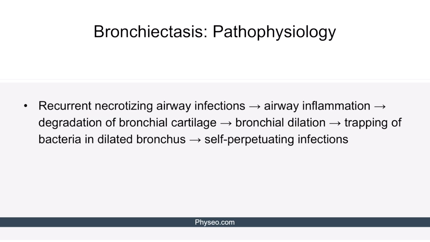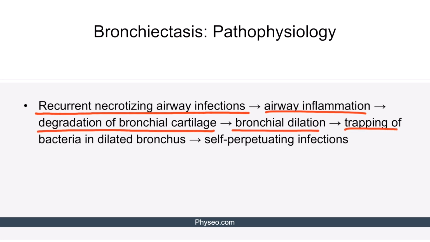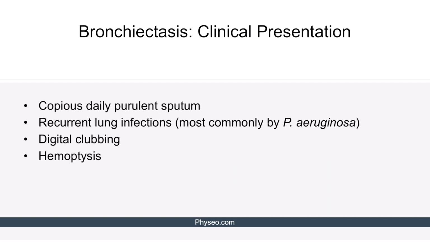Let's talk about the pathophysiology of bronchiectasis. Recurrent necrotizing airway infections cause airway inflammation. Inflammation, in turn, results in the degradation of bronchial cartilage. Consequently, bronchi dilate and there is trapping of bacteria in the dilated bronchus. This predisposes the patient to self-perpetuating infections. Bronchiectasis is characterized by copious amounts of daily purulent sputum.